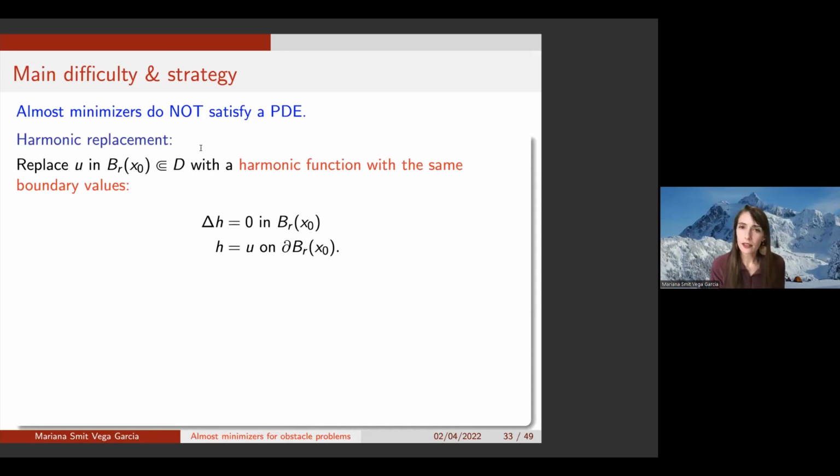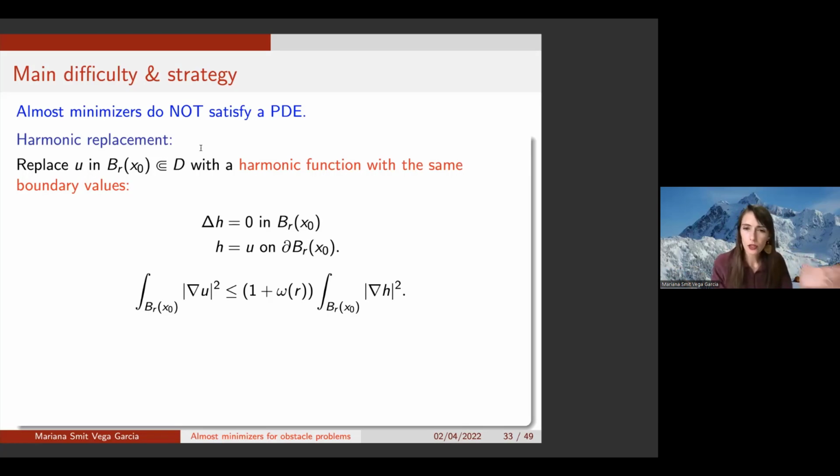So in the sense of Anzellotti, where we were looking at the Dirichlet energy, what you do is you replace your almost minimizer in a ball with a function that is harmonic. So notice, it solves a PDE we love, but it has the same boundary values. So you preserve what was happening with you on the boundary, but now inside you have a function that is harmonic. And you have to use, of course, the only other thing you have, which is the inequality. It's an almost minimizer. You have nothing else to start with.